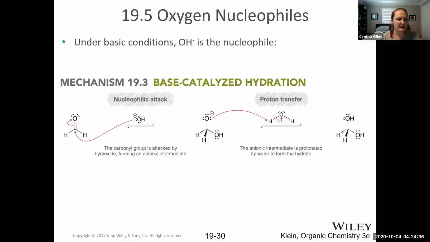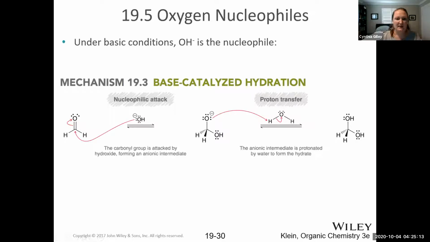Under basic conditions, we are going to draw a mechanism that is consistent with basic conditions that we talked about before. So under basic conditions, the first step is the use of a strong nucleophile, such as hydroxide, to do a nucleophilic attack on the electrophilic carbonyl carbon. At the same time, we'll draw a resonance arrow to avoid exceeding an octet on this carbon. That gets us our tetrahedral intermediate that needs to be protonated to form a neutral product, in this case, the hydrate.